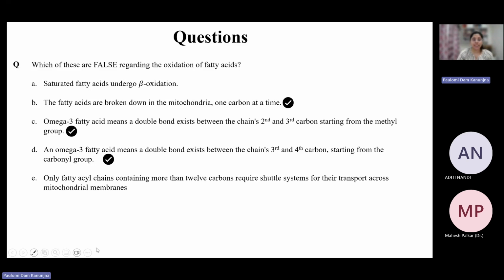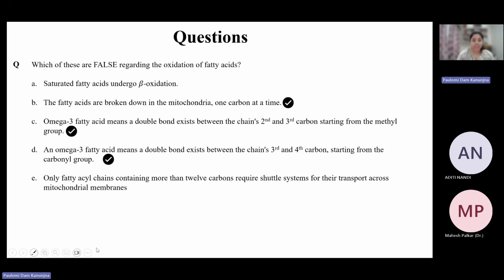So it says that saturated fatty acids undergo beta oxidation. Of course, yes, because we have just discussed this, right? The second one says the fatty acids are broken down in the mitochondria one carbon at a time. No, two carbons at a time. Remember acetyl coenzyme A, and then the remaining backbone. So two carbons, acetyl coenzyme A.